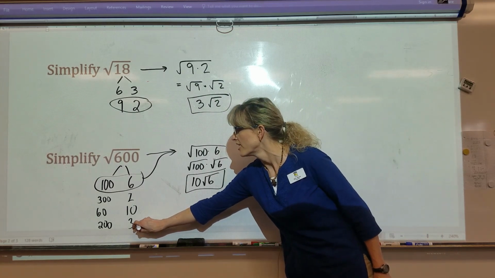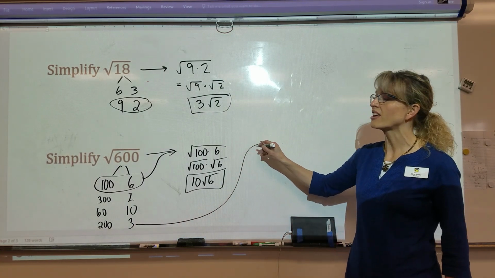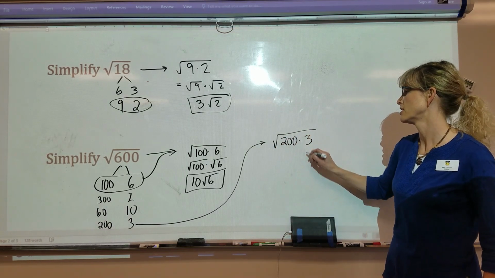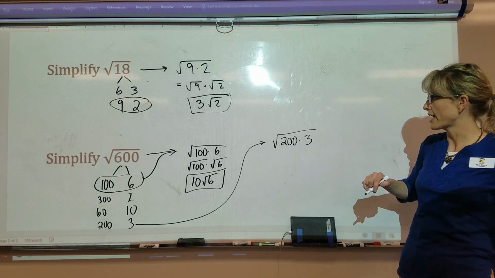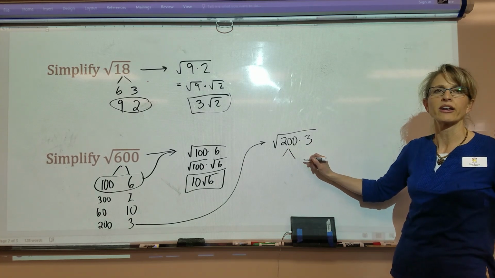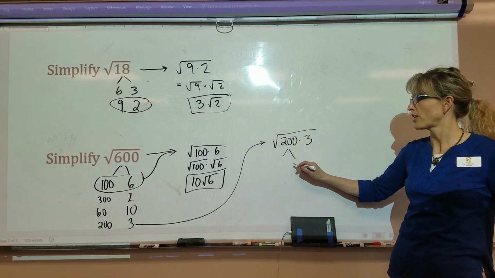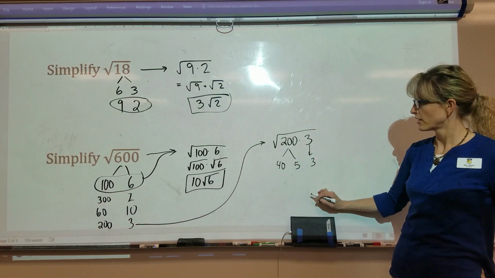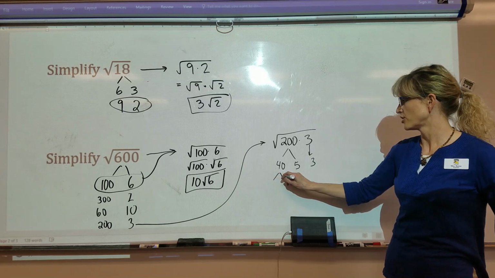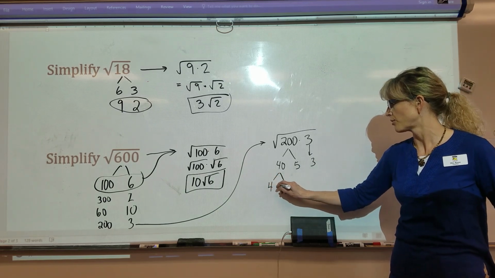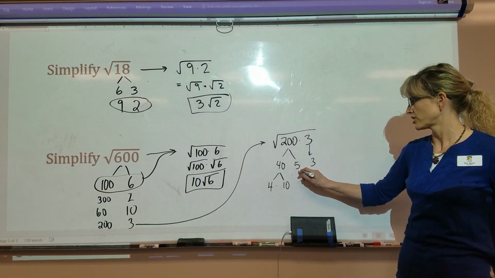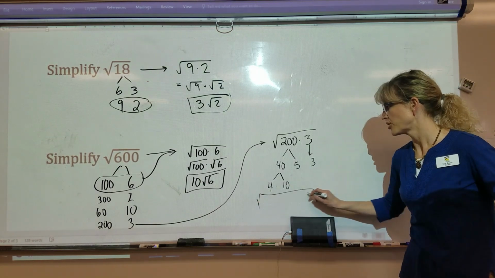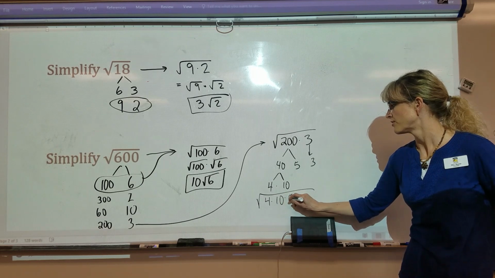Let's say I had this one because I just couldn't think of the 100. Let's say I was trying the 200 times 3. I'd have to still factor the 200, right? I can do that. Maybe I tried 40 and 5, and I've still got this 3. Okay, I still don't have something I can take the square root of, but I've got a 4, a 10, I've still got the 5 and the 3. So now let's see, I put it all in there. I got a 4, a 10, a 5, and a 3.